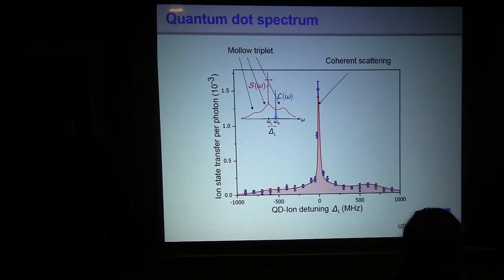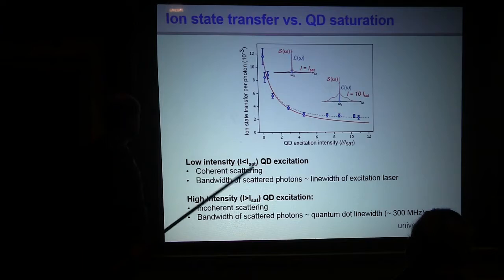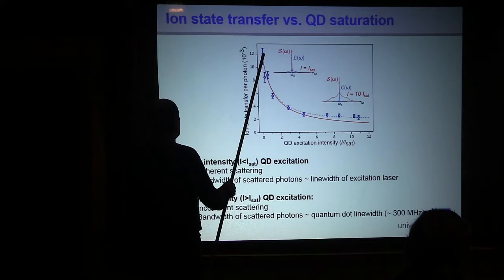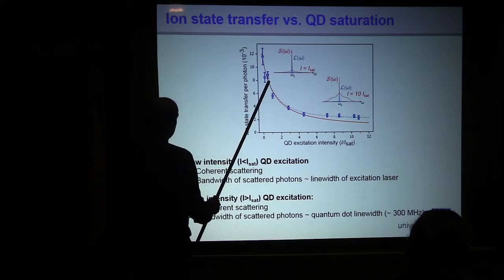Okay, so here's now the standard state transfer probability as a function of the quantum dot intensity. And this has this weird behavior which puzzled us in the beginning a bit, that we get the highest eigenstate transfer probability for the lowest drive powers of the dot, so for the lowest number of photons that we're actually creating from the dot.